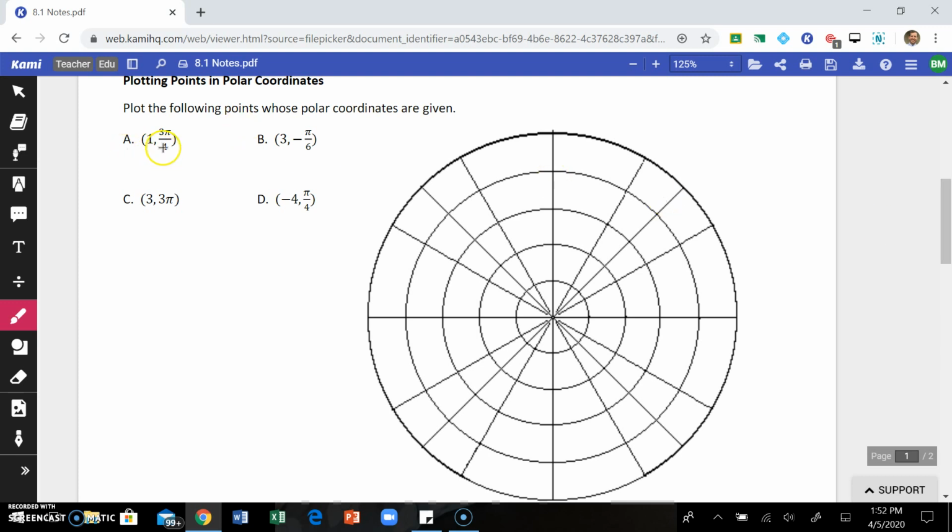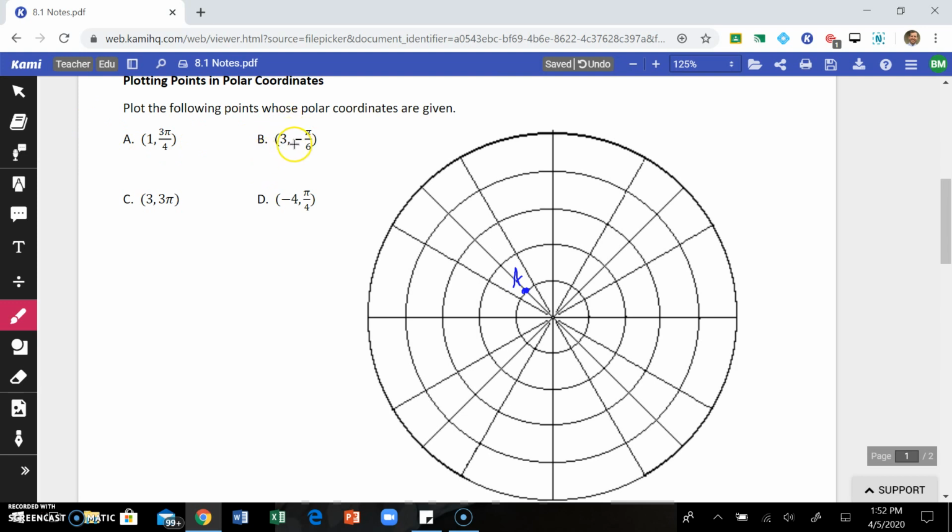The first one is the point 1 comma 3 pi over 4. So I like to start at the angle, actually, and then go back to, okay, then what ring am I on? So A, the angle is 3 pi over 4, so that is the middle one in quadrant 2, and we are on the first ring, so this right here is going to be point A.